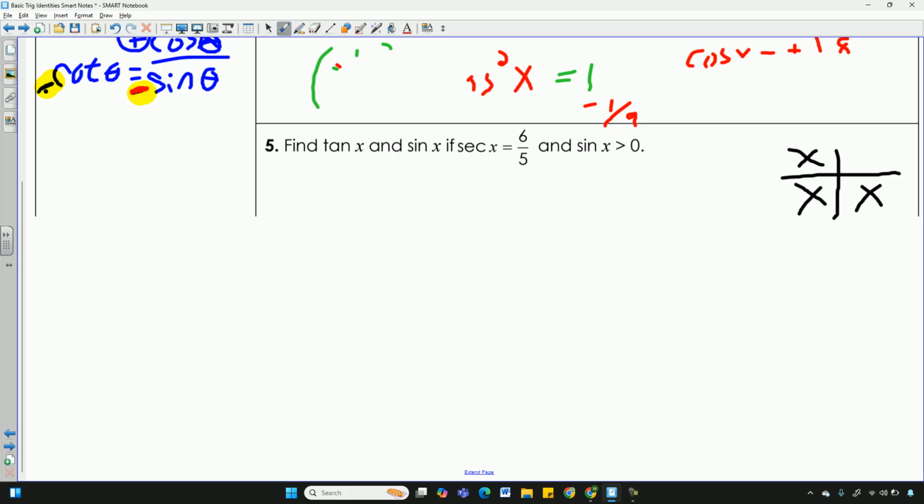We know that sine is going to be positive. They told us that. So they gave us secant. I have tangent, I have sine. I'd really like cosine, not secant. So cosine of x is 5 over 6. Just flip it.